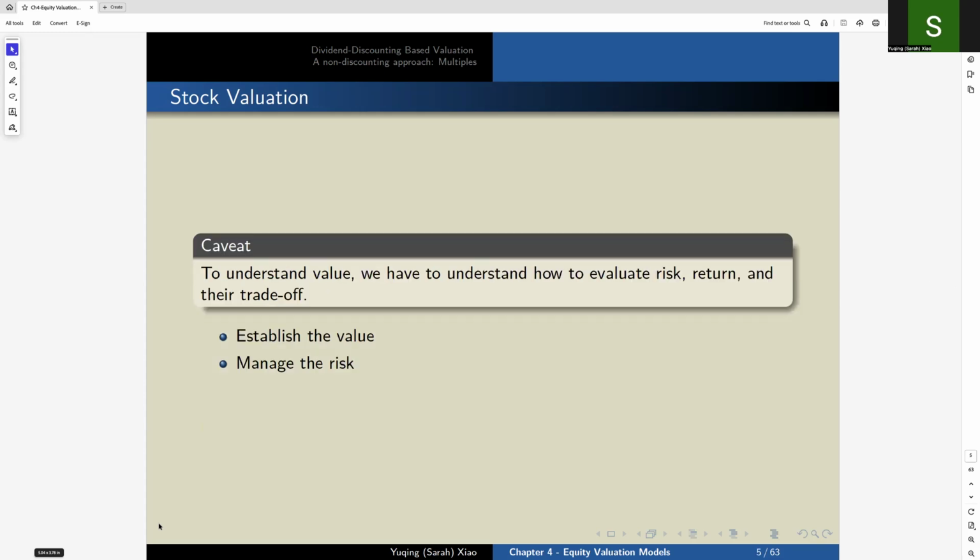However, here's an important caveat. To really understand value, we need to understand risk and return, and also the trade-off between them. Step 1 is to always establish the value of expected dividends or cash flows. And step 2 is making sure that we are properly accounting for the risk of those cash flows. Investors will only accept risk if they are compensated with higher expected returns. So, as we go forward, we should keep this in mind. Valuation is not just about forecasting numbers, it's also about judging risk.